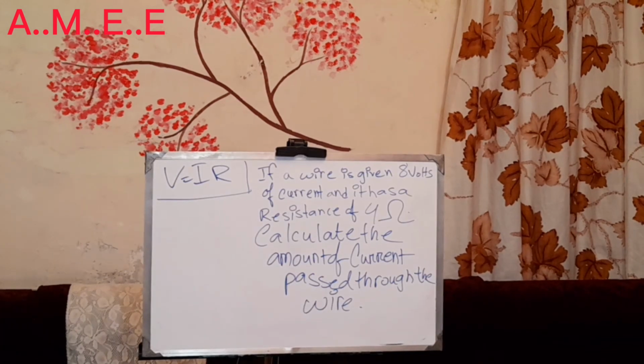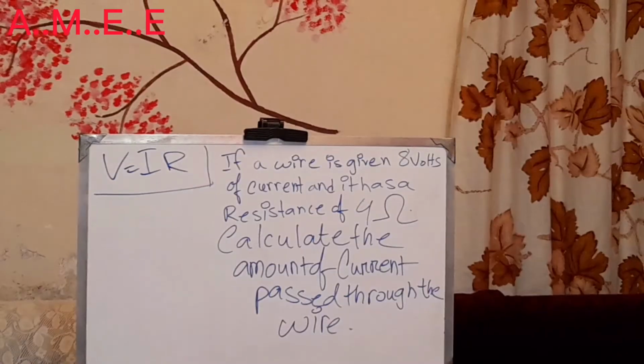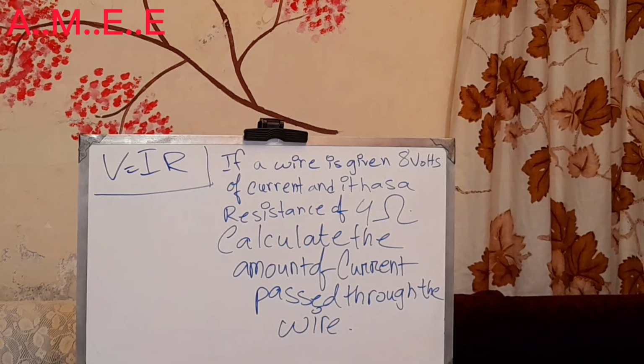For example, if this type of question is given: if a wire is given 8 volts and it has a resistance of 4 ohms, calculate the amount of current passed through the wire.